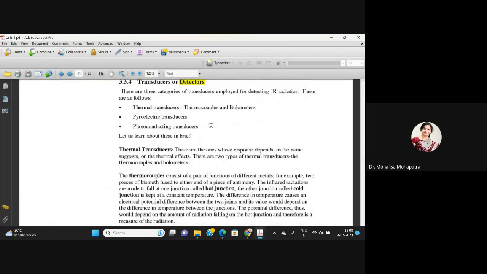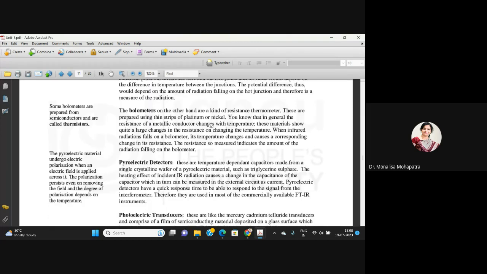You might remember last class we saw there is a photomultiplier tube, and other detectors are also there, but here we are using thermocouples, pyroelectric transducer, or photoconducting transducer as the detector, which is going to detect what quantity of radiation is getting away or transmitted out of that sample.